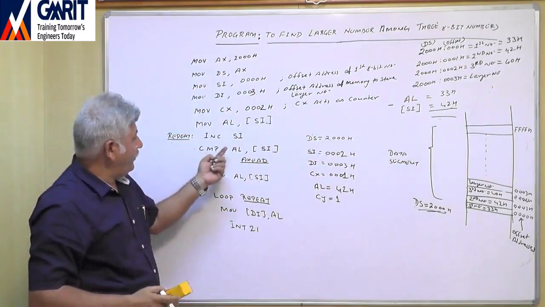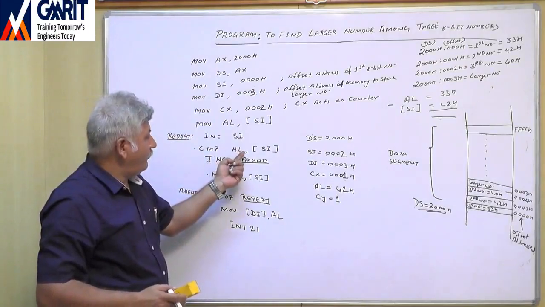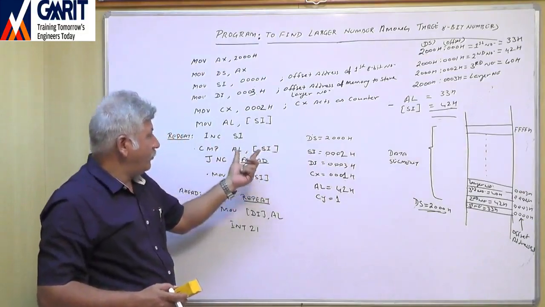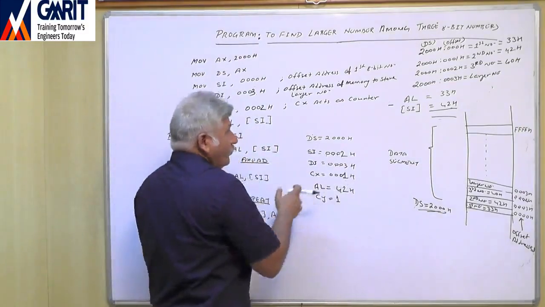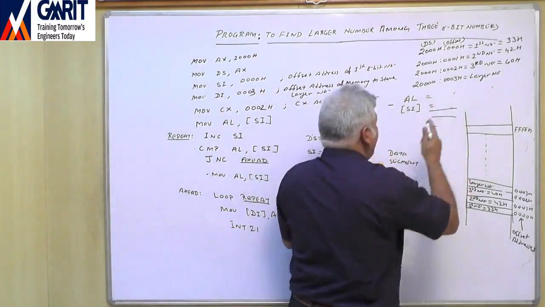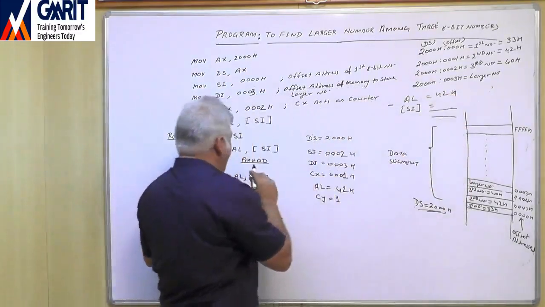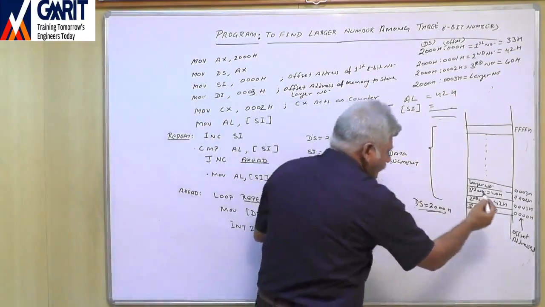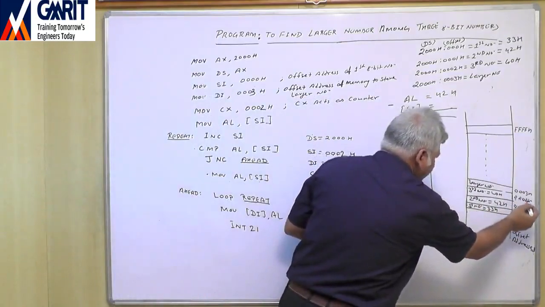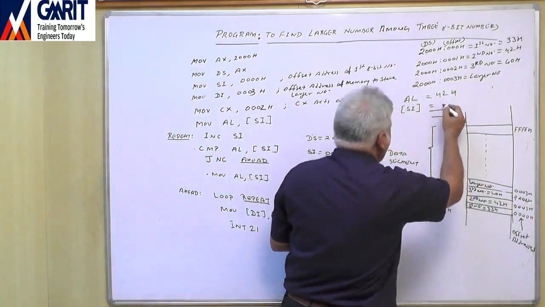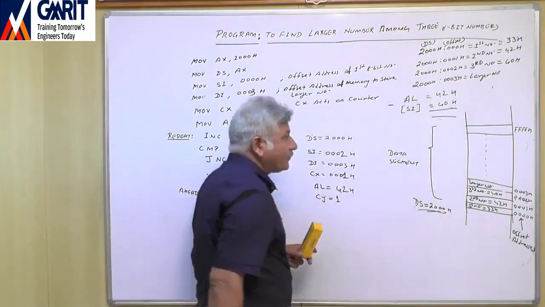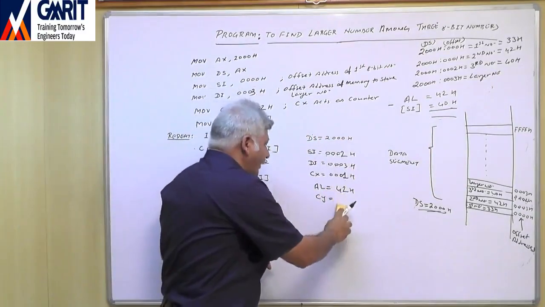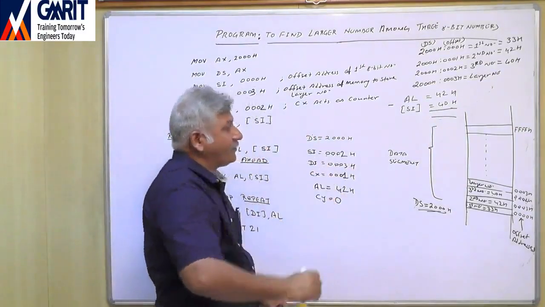Then comparison between AL and the data whose offset address is in SI. So in AL we now have 42H, and in SI we have 0002. At this offset 0002 there is data of 40H. So 42H will be compared with 40H. And in this case no borrow is required. That's why the carry flag will reset.